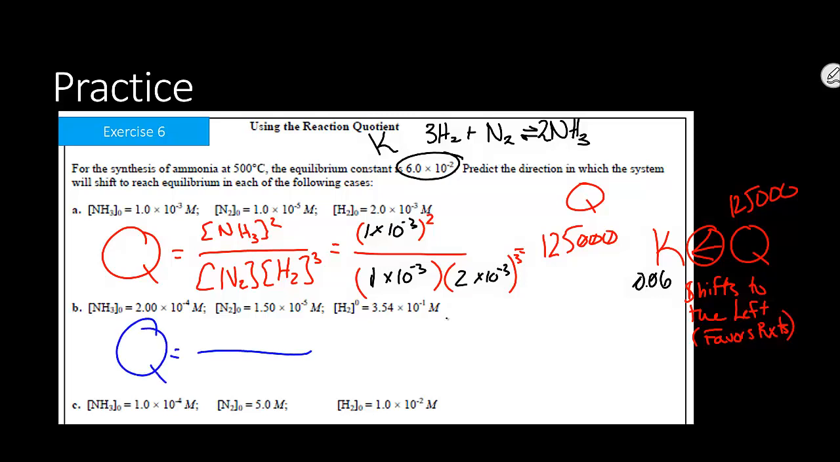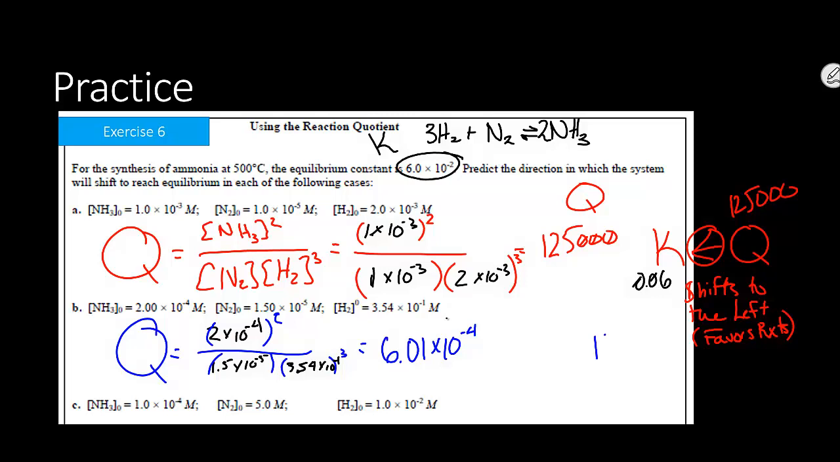We'll plug into our reaction quotient 2 times 10 to the minus 4th squared over 1.5 times 10 to the minus 5th times 3.54 times 10 to the minus 1st cubed, to give us a reaction quotient of 6.01 times 10 to the minus 4th.